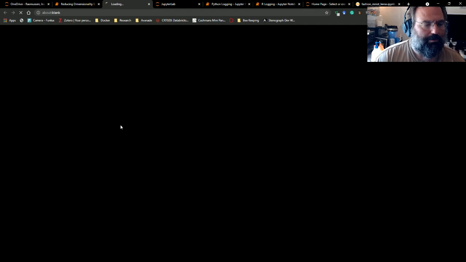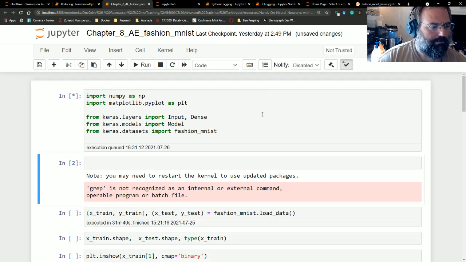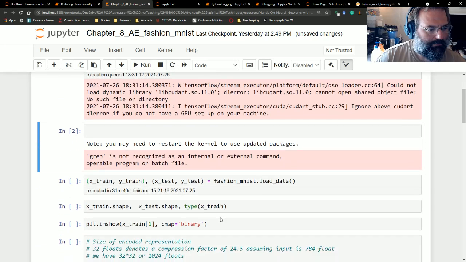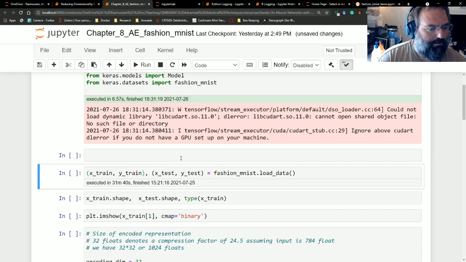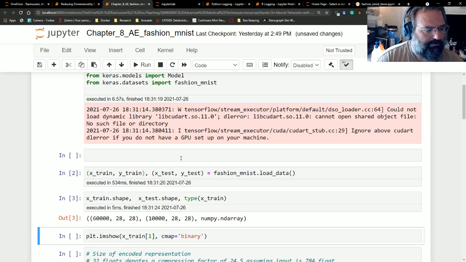So hopefully this will work. I've been having some trouble. Running inside of my Windows Subsystem for Linux, there were some issues with my GPUs. I'm not sure what's exactly going on.